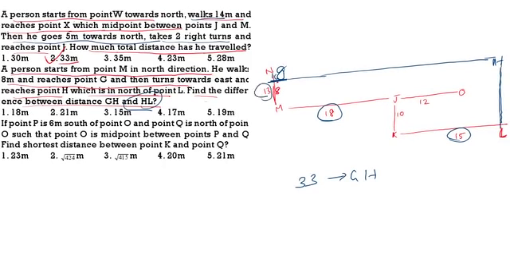So see this, HL. How many meters will HL be? See carefully, this is 8 and this is 10. 10 plus 8 is 18. HL is 18. What is the difference? 33 minus 18 is 15. So 15 meters is the correct answer.